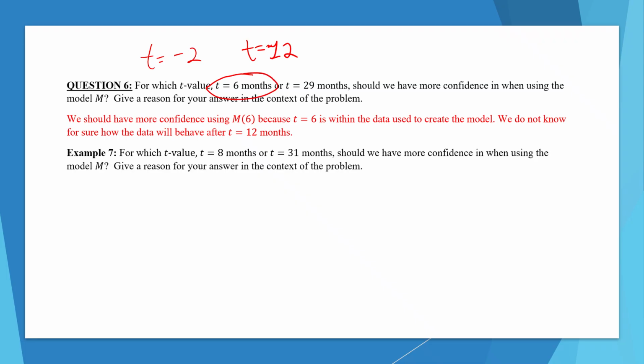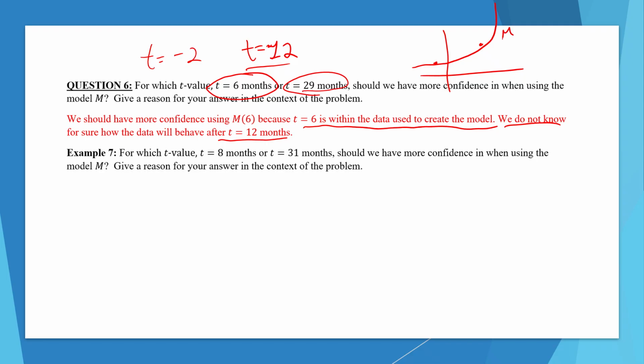Because t equals 6 is within the data used to create the model, we're going to have more confidence in that, because we also don't know how the data will behave after t equals 12 months. So t equals 29 is way out there. And think about it: if we were plotting a point with 2 points there for maybe an exponential function, which is model M, which one are we going to have more confidence in? This point being correct, or this point way out here being correct that is super, super high? And so it's always going to be the answer within. Answers may vary for this one, but just talk about how 6 is between the 2 points that you're going to be given on the semester summative.